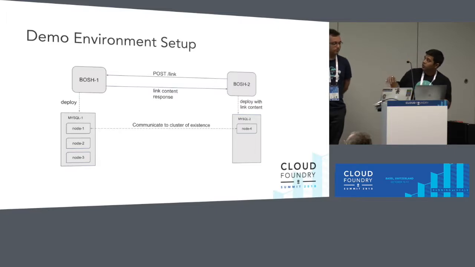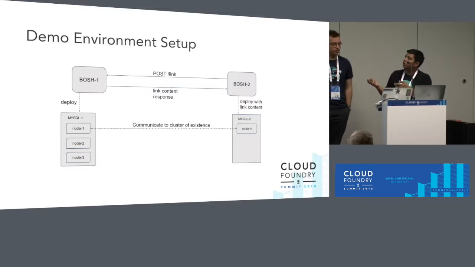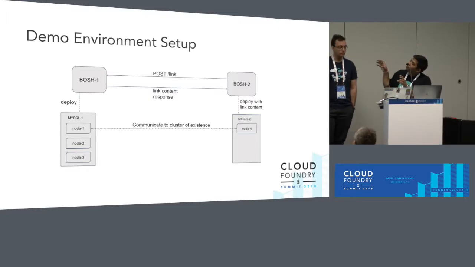The setup that we did for the demo was we have two different BOSH directors, and we are using a MySQL deployment to share cluster changes. We are deploying two different MySQL clusters, and then with the Links API endpoint, creating external links from director 1 to director 2. This will give you the link and the properties that are actually required for your clusters to communicate with each other.